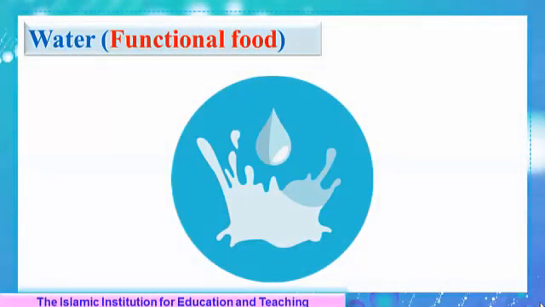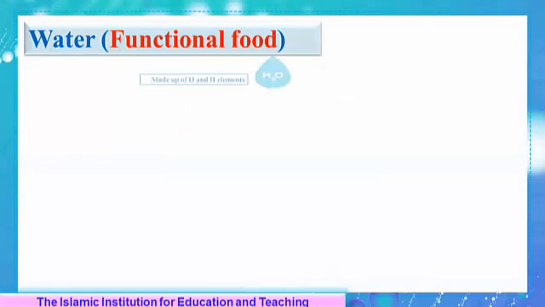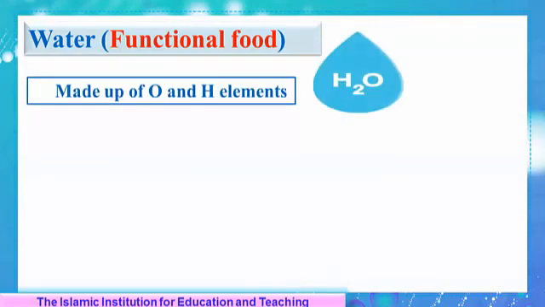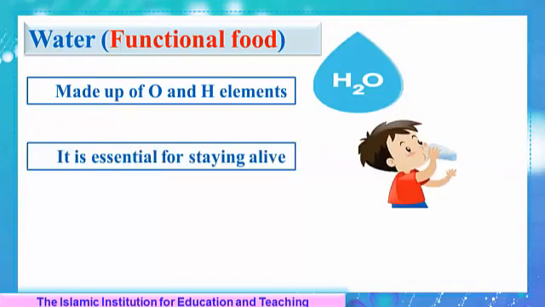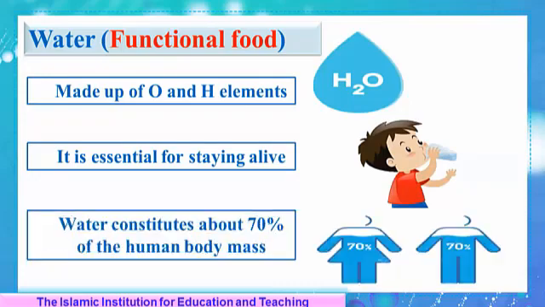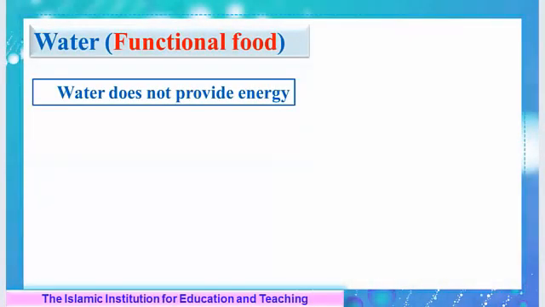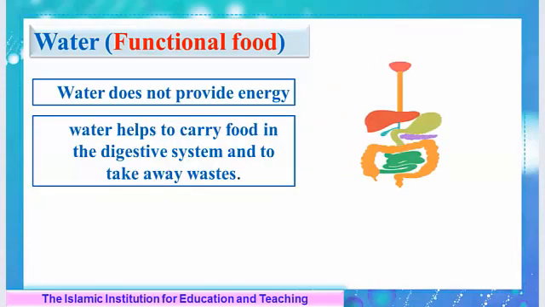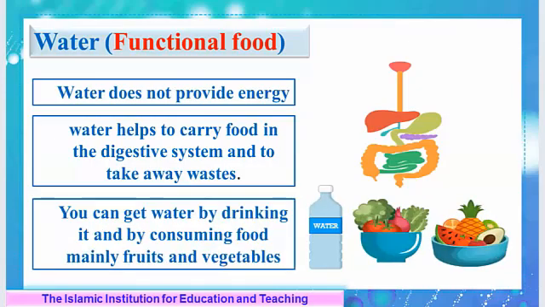Now, let's learn about water, which is a very important constituent of food. Water is made up of oxygen and hydrogen elements that form H2O molecule. Water is essential for staying alive, and we can't survive for long without it. It constitutes about 70% of the human body mass. Water does not provide you with energy, but it helps to carry food in the digestive system and to take away wastes. We can get water by drinking it and by consuming food, mainly fruits and vegetables.